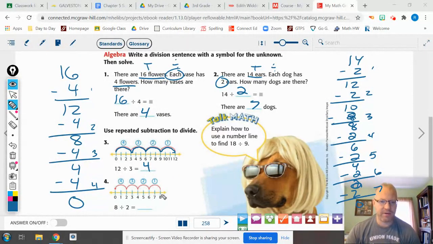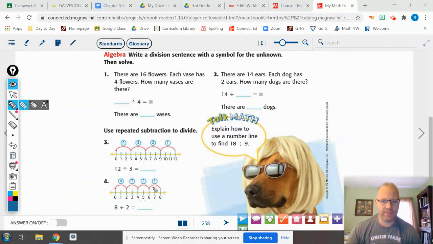Same thing down here. We're going to divide by 2. So we're starting with our total, which is 8. 8 minus 2, 6 minus 2, 4 minus 2, 2 minus 2. We had 4 jumps, so 4 is our answer. If you need these notes, please pause the video.